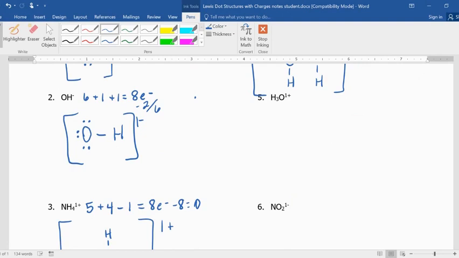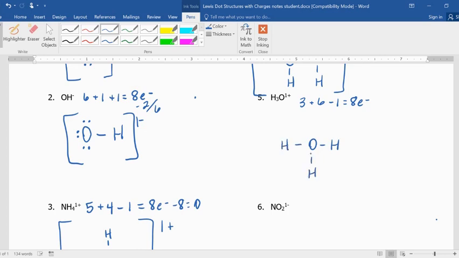Let's try H3O plus 1. This is called hydronium. So the 3 hydrogens have 3 valence electrons. Oxygen has 6. It has a charge of plus 1, which means we're going to subtract 1, which means that we have 8 electrons to work with. So hydrogen can't go in the middle because it only forms 1 bond. So we must want oxygen in the middle, bonded to 3 hydrogens.